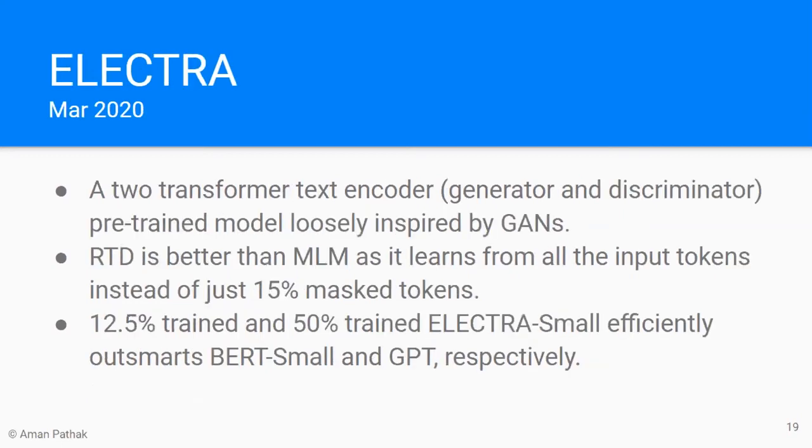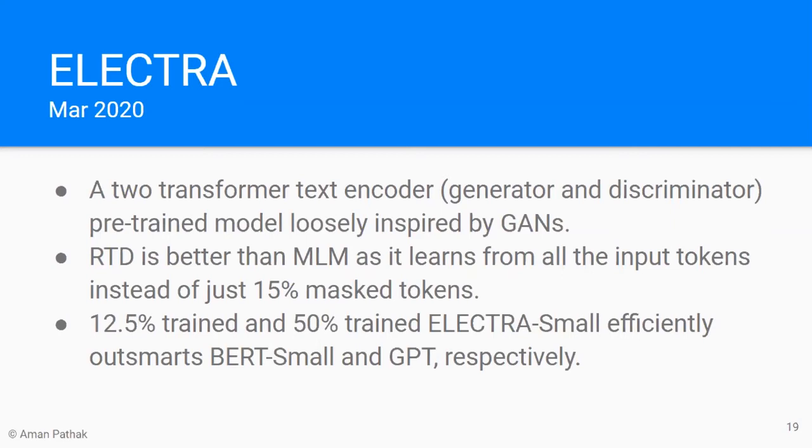We now move on to ELECTRA. ELECTRA is loosely inspired by GANs, where it is a two-transformer text encoder: one is a generator and one is a discriminator. Replaced token detection is one of the methods introduced in March 2020, and it has replaced the masked language model as it learns from all the input tokens instead of just 15% of them.